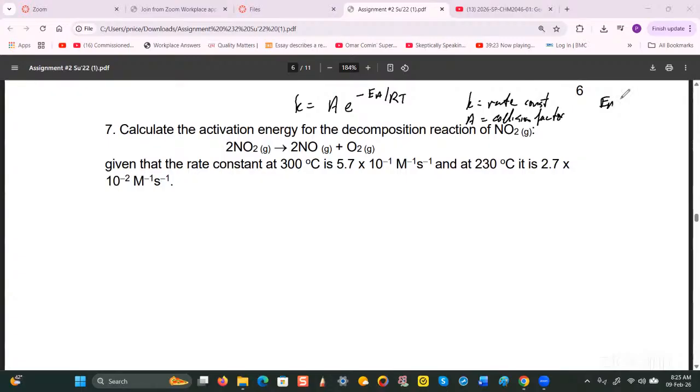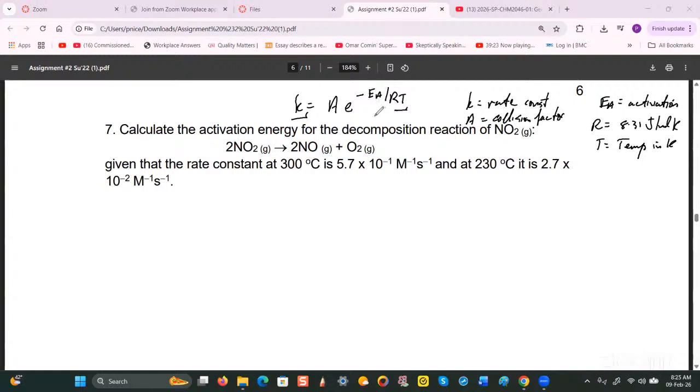EA is the activation energy. R is the molar gas constant, which is 8.31 joules per mole Kelvin. And T is the temperature in Kelvin. All right? So those are the different terms in this equation right here, which relates the rate constant to the temperature. All right? And also to the activation energy.